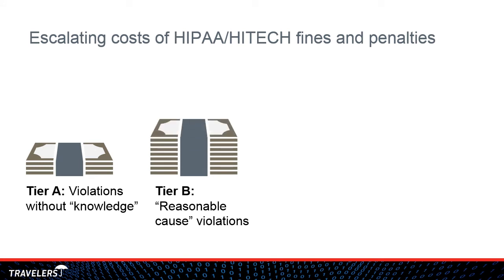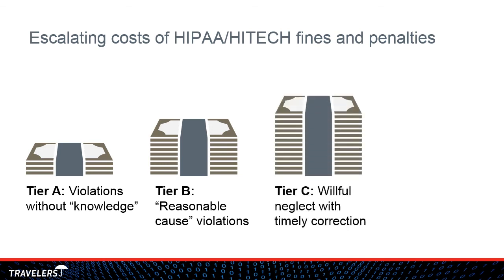The next level of civil money penalties applies where it is established that the violation was due to reasonable cause and not due to willful neglect. The penalties are no less than $1,000 and no more than $50,000 for each violation. The third level of civil money penalties applies where it is established that the violation was due to covered entities' willful neglect, but it was timely corrected. The penalties are no less than $10,000 and no more than $50,000 for each violation.